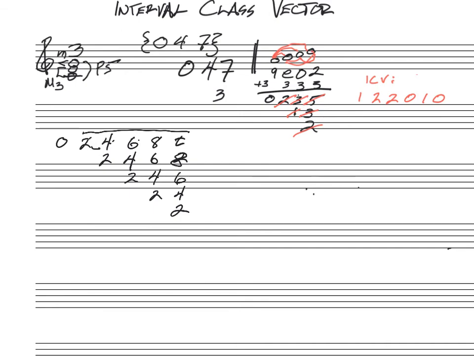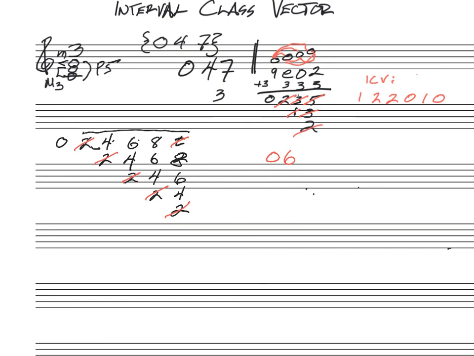How many are there of interval class 1? Interval class 1, there are 0. How many of interval class 2? Now remember, we would include 2 and 10 here, because a 10 is the equivalent of interval class 2, because 10 is 2 half steps away from 12 or 0 on the clock face. So 1, 2, 3, 4, 5, 6. There's 6 whole steps. That makes sense.